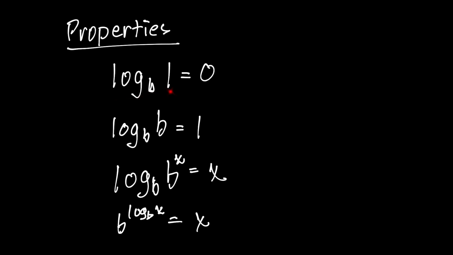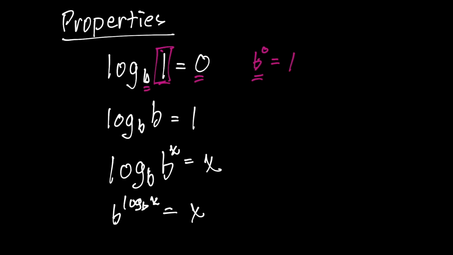So log base b of 1 equals 0. Whatever the base is, if the argument is 1, it's always going to be 0, because think about this: base b to the 0 equals 1. So that's my exponent. Any number raised to the 0 is equal to 1. So when you have a 1 here, whatever the base is, this will always be 0. Okay? So these sometimes you have to work with a little bit before they start to come into play.